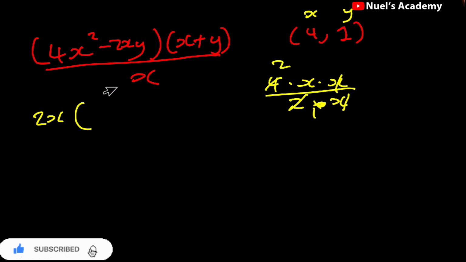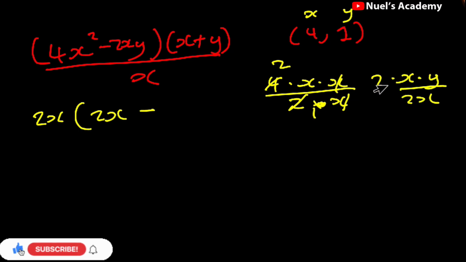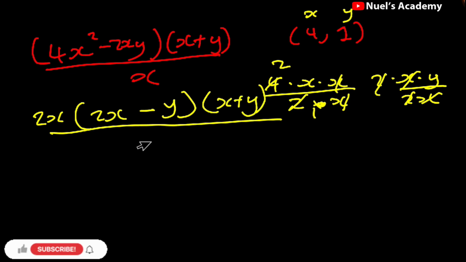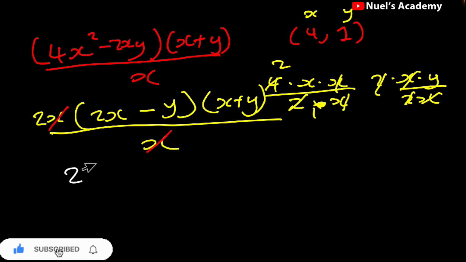So we're left with 2x, then minus 2xy, 2 times x times y divided by 2x. 2 and 2 will cancel, x and x will cancel, we'll be left with only y. So we have y here. Then we also have x plus y here. Then over x. x and x here will cancel. Then we'll be left with 2 multiplied by 2x minus y multiplied by x plus y.